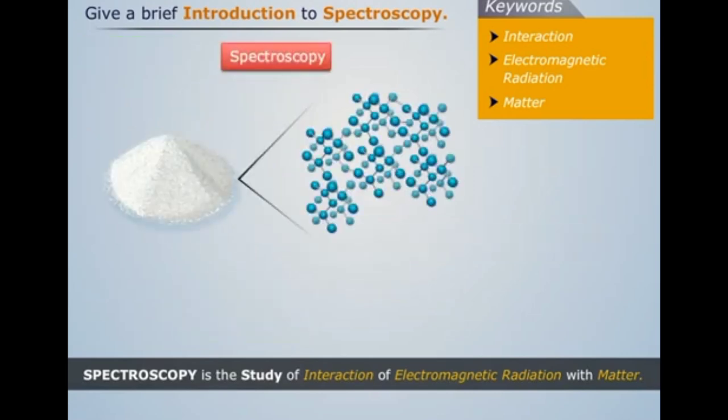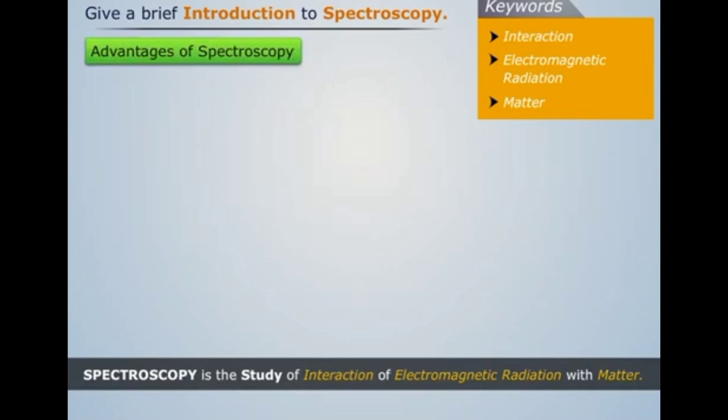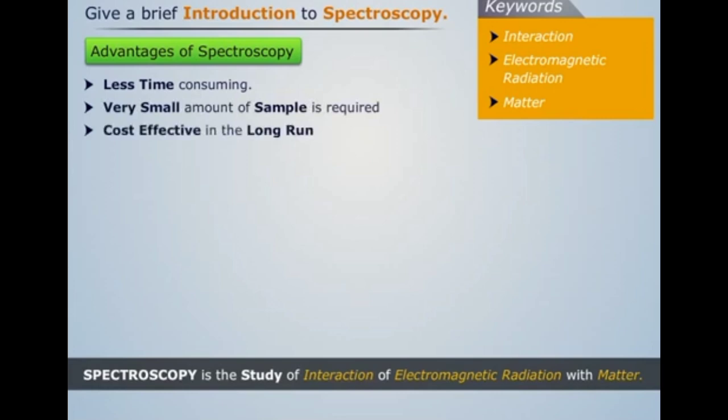Spectroscopy is extensively used to study the internal structure of matter, especially molecules of complex organic or inorganic compounds. Some of the major advantages of using spectroscopy over trivial methods of structural determination of complex compounds are: it is very less time-consuming, and the amount of sample required is very less. Although the setup cost of spectroscopy is high, it's very cost-effective in the long run.